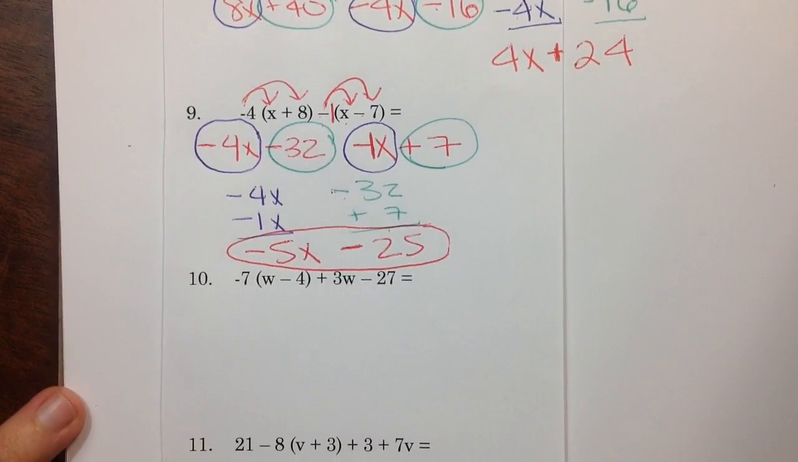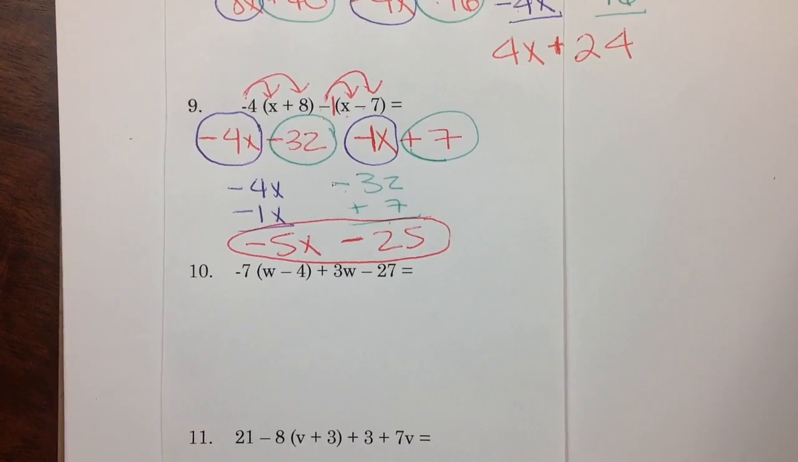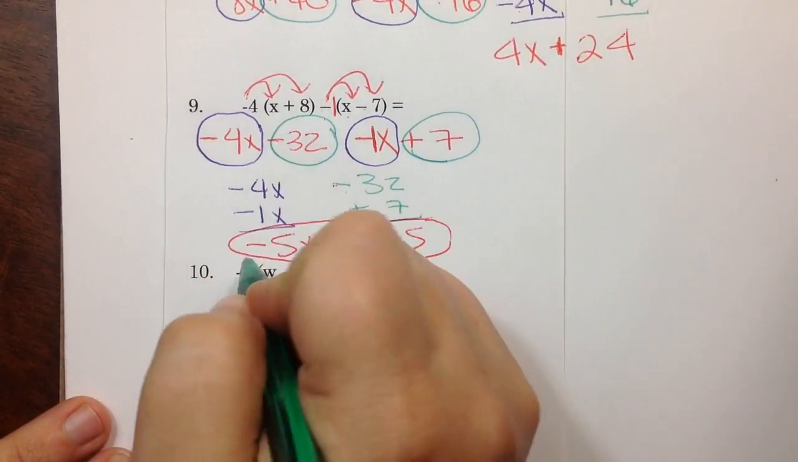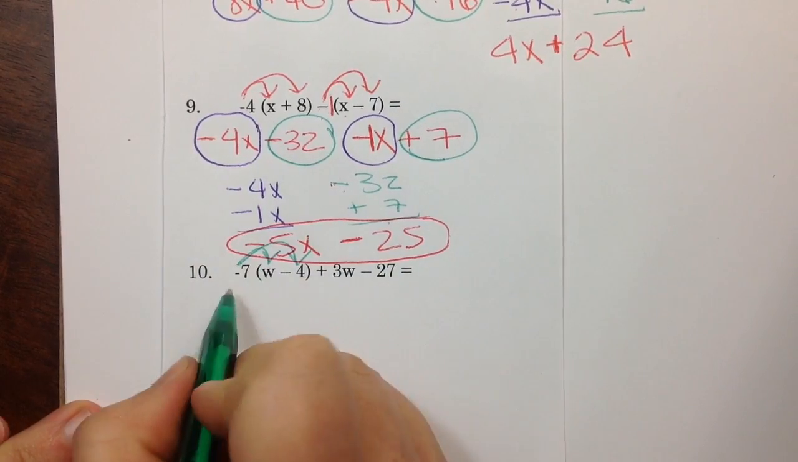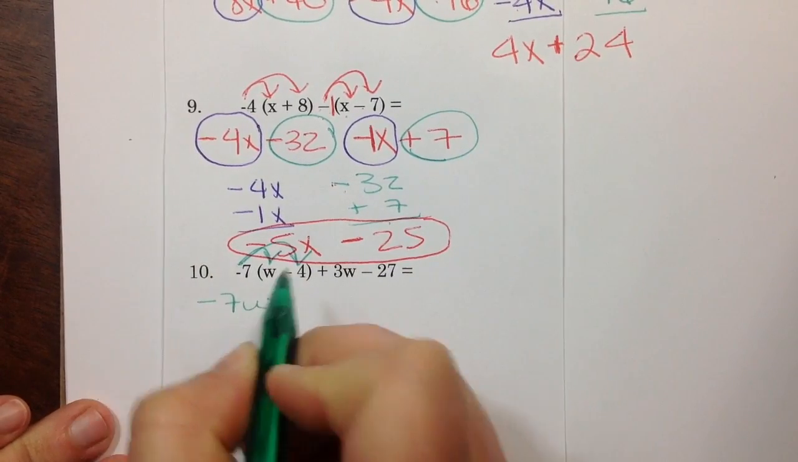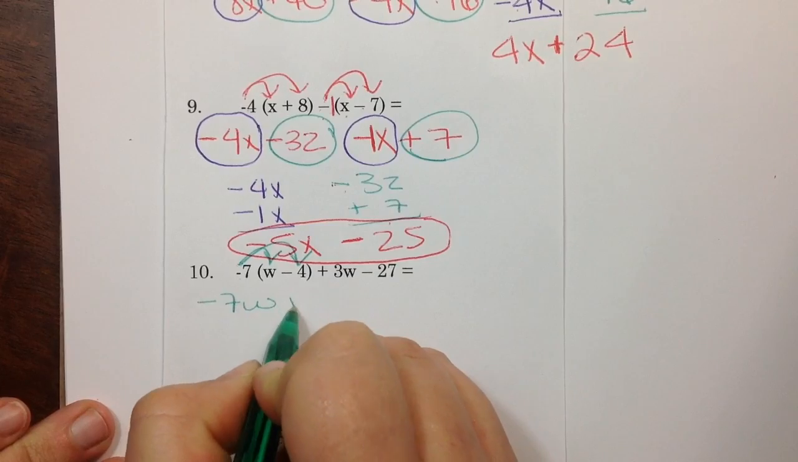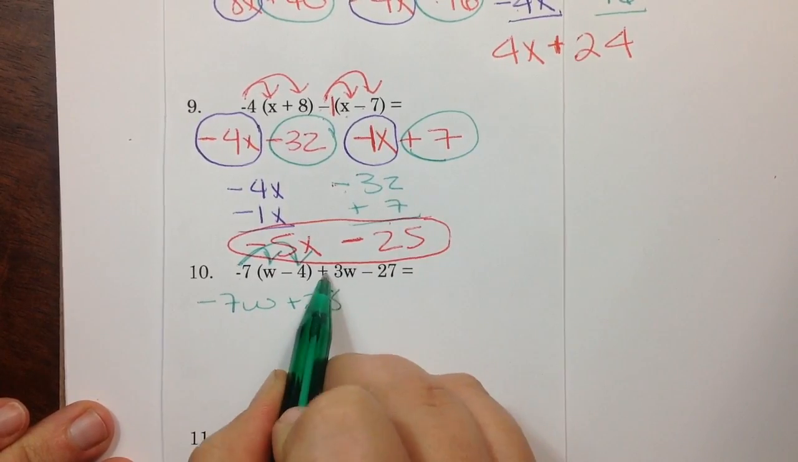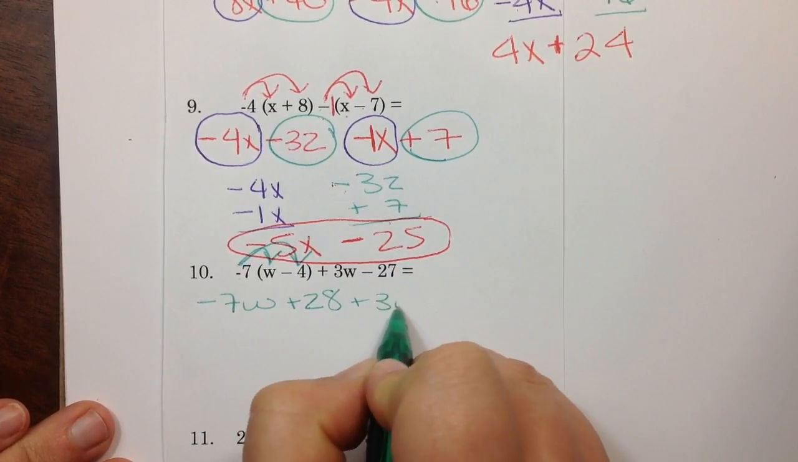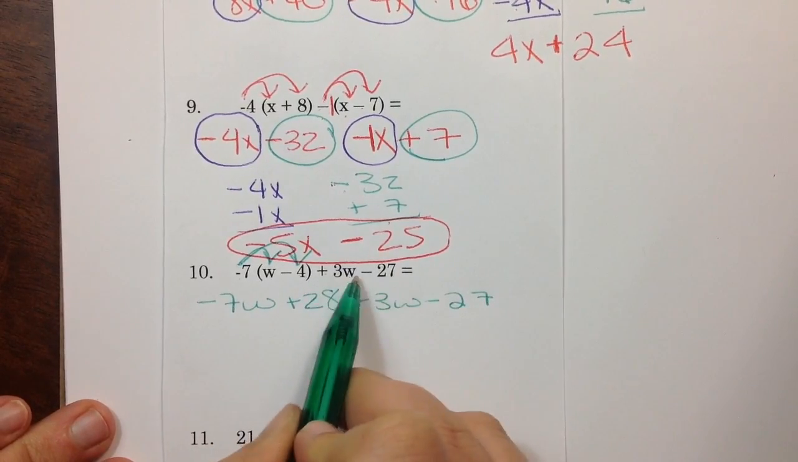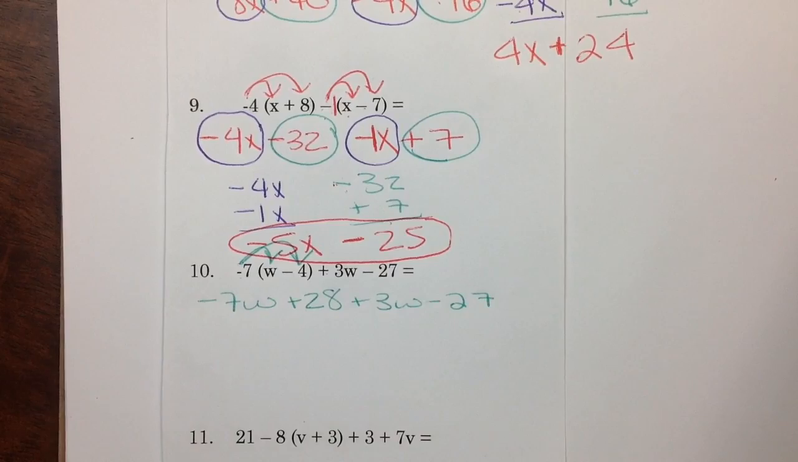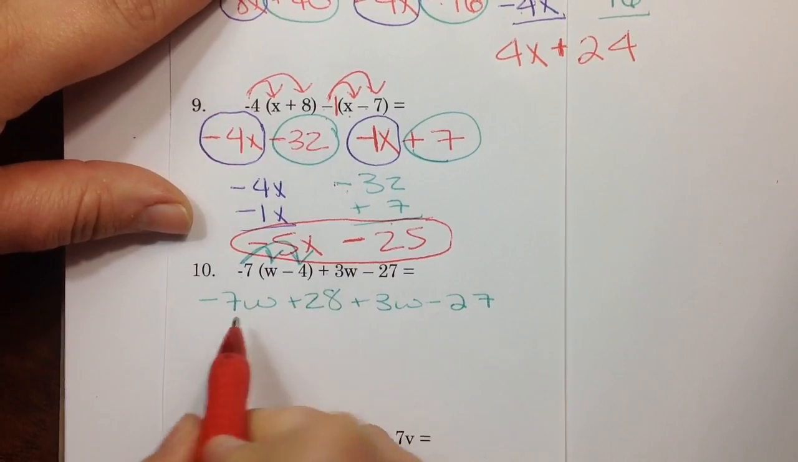All right, let's do the next one. Same thing, we're going to distribute. Okay, so that would give me negative 7w. Negative and a negative is a positive 28. I'm going to bring this down. Plus 3w minus 27. And if you notice, there was no second set of parentheses, so I could just bring everything straight down. We're going to combine.